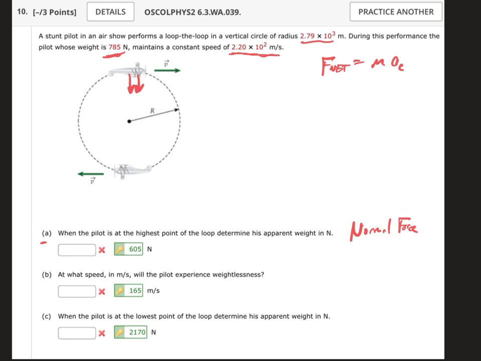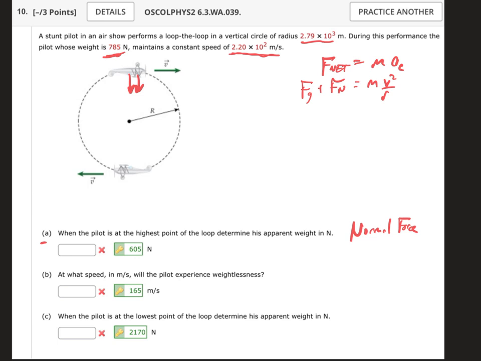So F net is going to be the sum of the forces. So we're going to have the force of gravity plus the normal force, and that's going to equal the pilot's mass times the acceleration, which is v squared over r. That's the equation for centripetal acceleration. That right-hand side just turns into the centripetal force equation, mv squared over r.